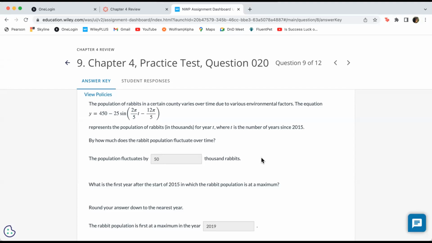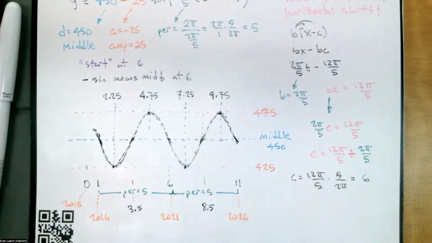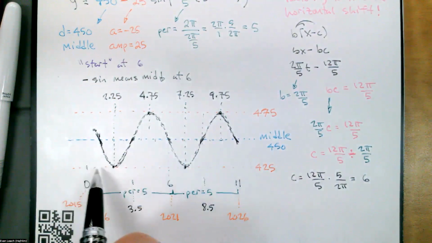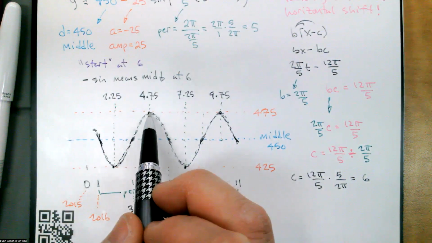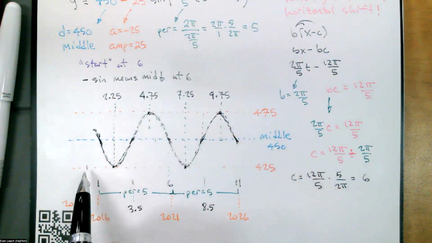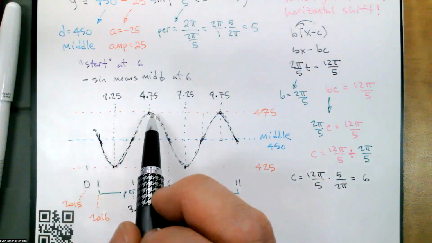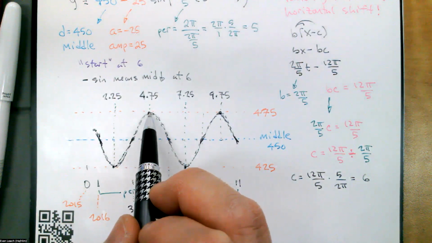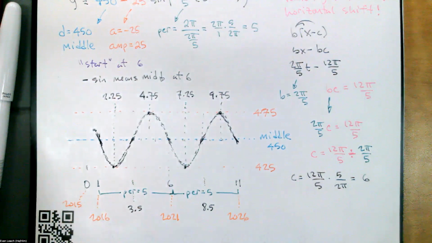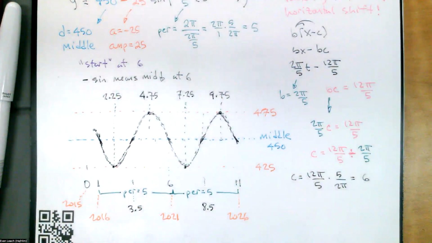What was the first year after the start of 2015 where the rabbit population was at its maximum? Round your answer down to the nearest year. So looking at our graph, we want to find when the rabbit population is a maximum. So 4.75 is when we hit the top the first time after 2015. So 4.75 plus 2015 is 2019.75, which means it's still 2019. We haven't got to the next one yet. That's why they said round down.